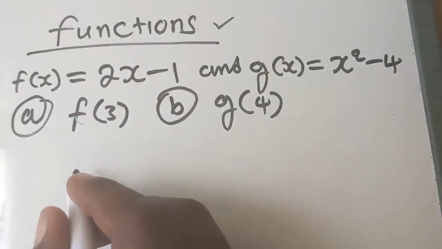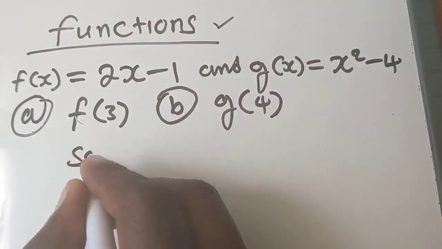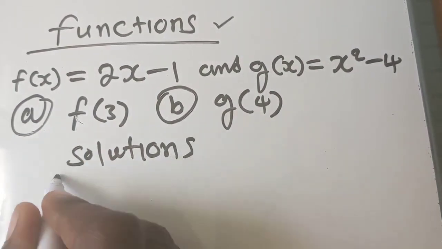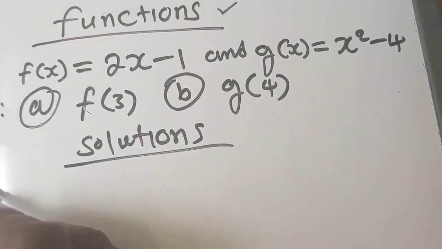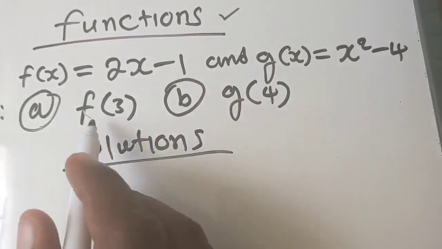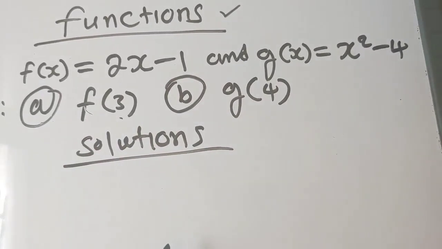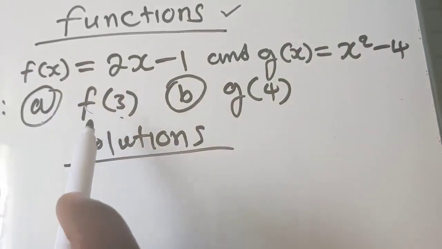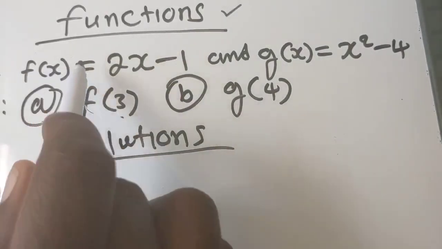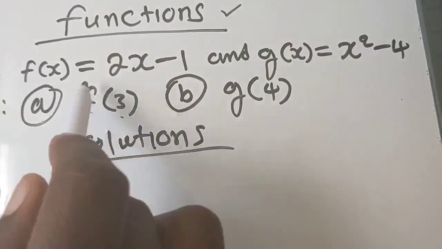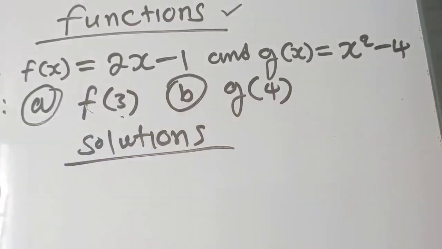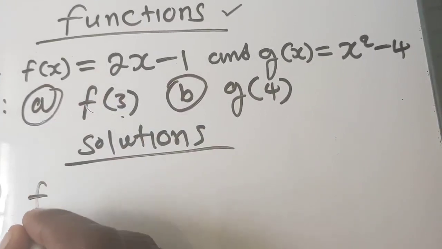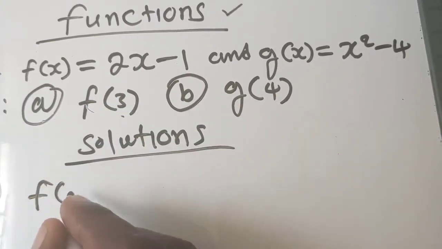All right, so let's say solutions. Our a is what we are solving. We are solving f of 3. This is similar to this function, meaning we are going to use this function to find the value of f of 3. The function that we are going to use, you just copy it. That is the first thing to do.